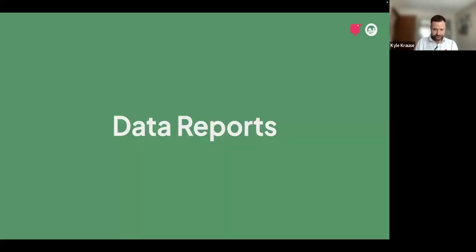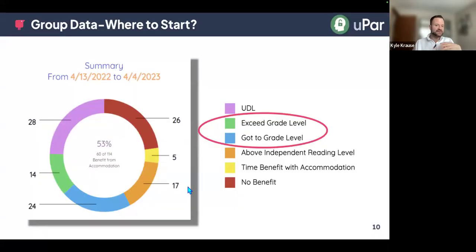We'll go ahead and jump into some different data reports. So what I'm hoping to do here is show where we should get started and which students we should get started with. As you're looking at that group data, so you have your students on your educator dashboard, the first thing you'll see when you get to those reports is this summary circle. There's a lot of colors, there's a lot of verbiage. We'll talk a little bit about each of them more in depth.